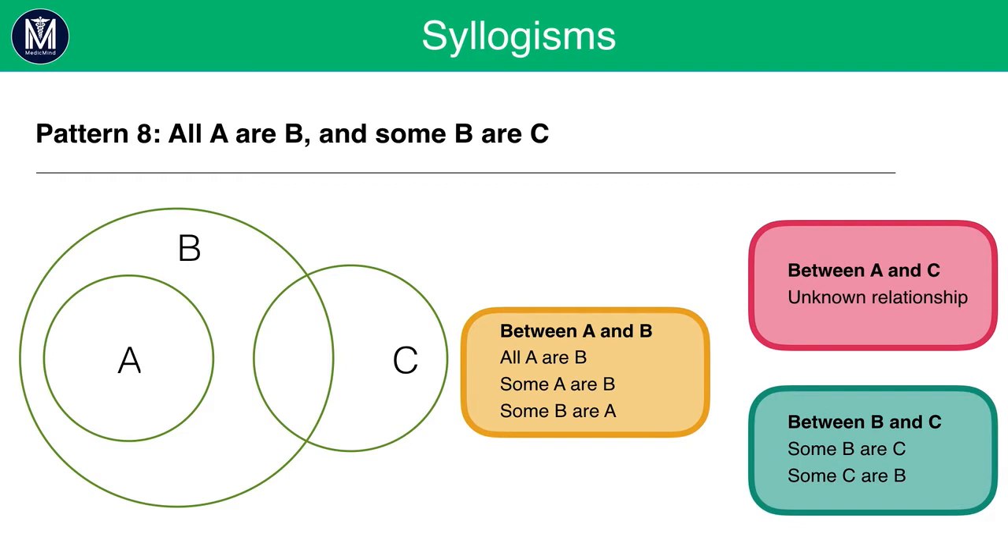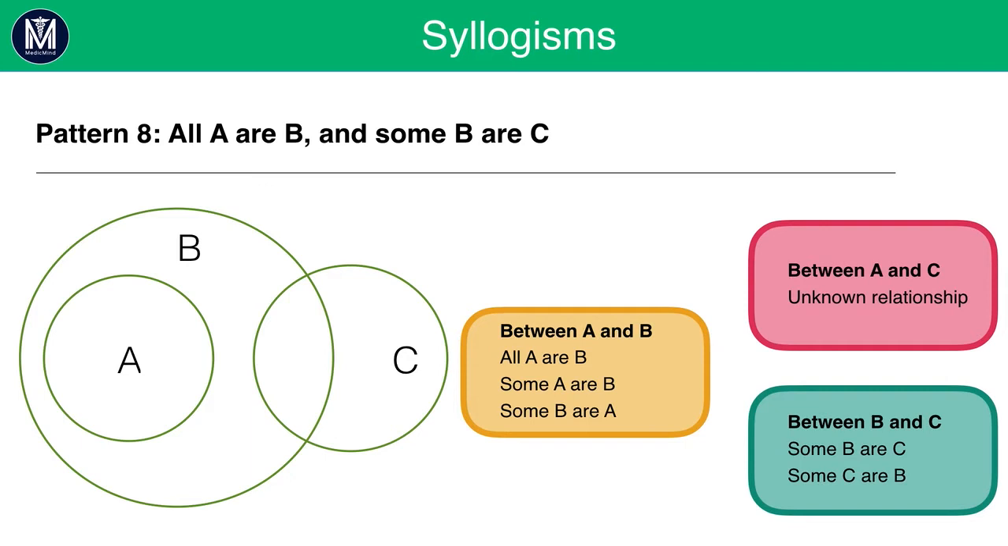We've also seen a pattern regularly between B and C that's shown here. Some B are C. Now, if some B are C, we know that some C will also be B. However, now you need to be a bit more careful. Whilst all A are B, it does not necessarily mean there is a relationship between A and C. Think of it this way.